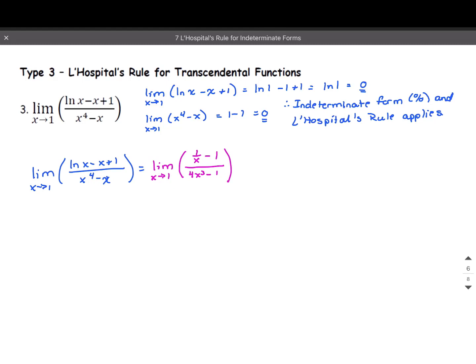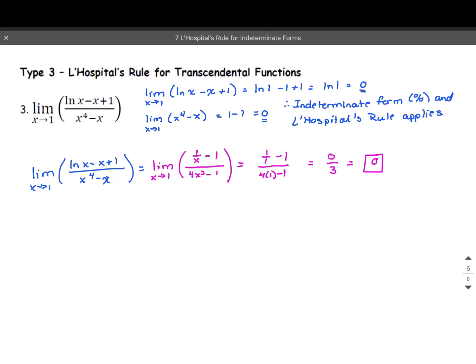Now remember, we are not taking the derivative of the function. We are taking the derivative of the top of the function over the derivative of the bottom of the function. Okay, it's important that you know the difference. Now we're going to do substitution. 1 over 1 minus 1, that's going to give me 0. That makes me nervous. And then on the bottom, it's 4 times 1 minus 1. Oh, not so bad. That's 3. And 0 divided by 3 is 0. We have found the limit.